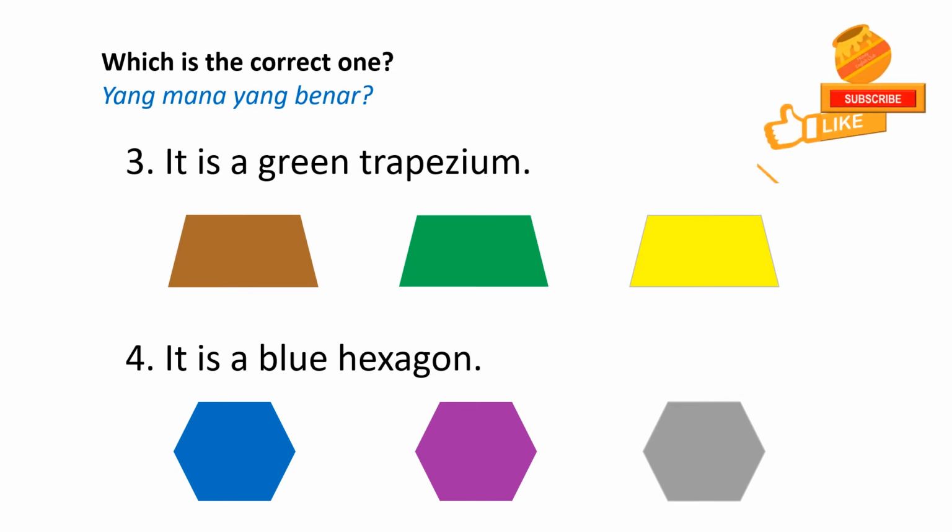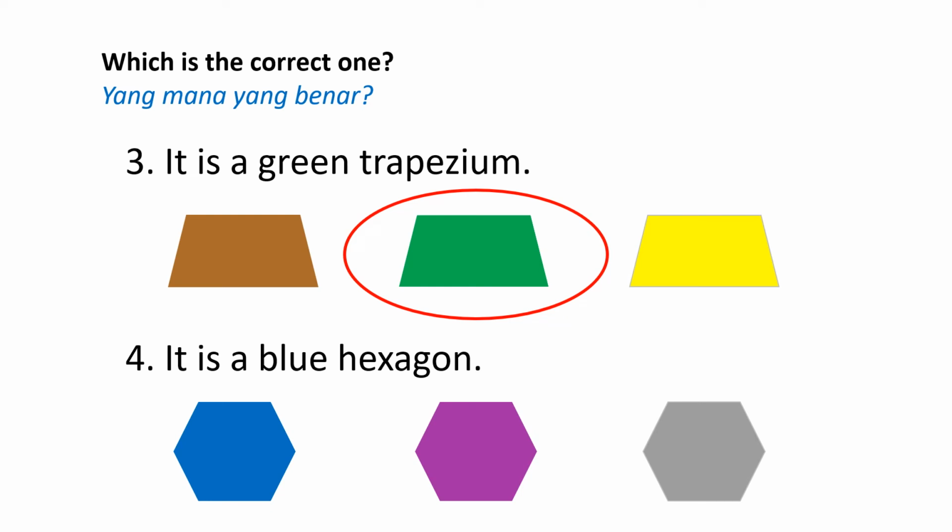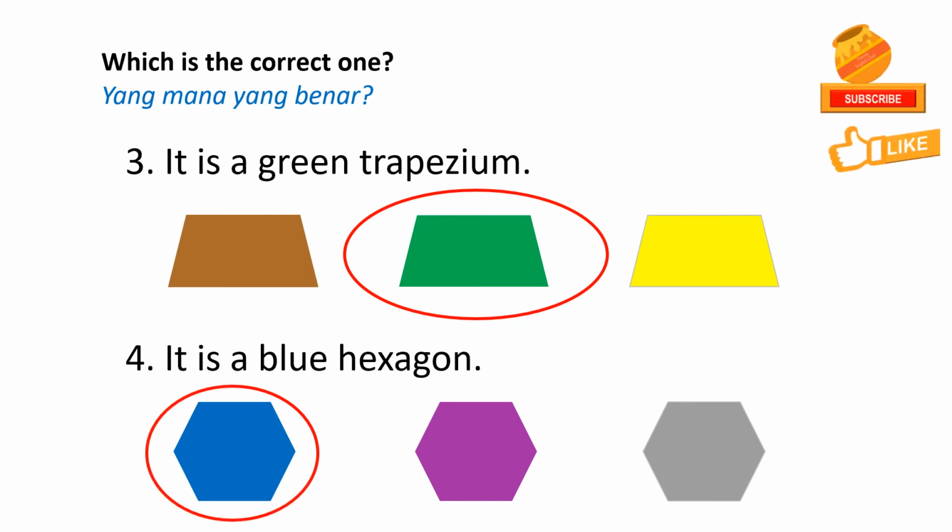Which is the correct one? Number 3. It is a green trapezium. The correct one is... Yes, the one in the middle is a green trapezium. Number 4. It is a blue hexagon. Which is the correct one? The correct one is the one on the left.